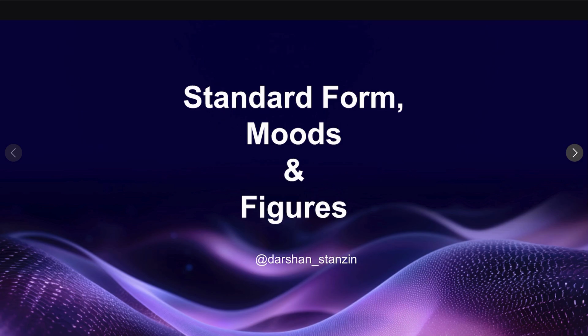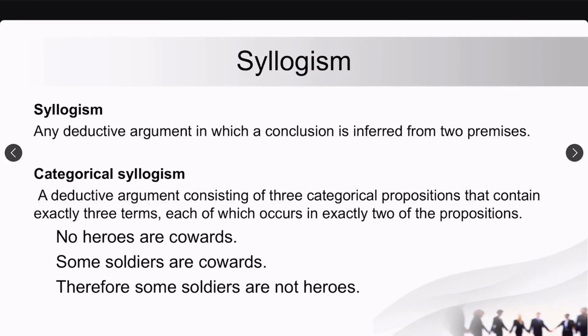Today in this video I will be discussing standard form, moods and figures. So let's first start with what syllogisms are. Syllogism is a deductive argument in which a conclusion is inferred from two premises. And categorical syllogism is a deductive argument consisting of three categorical propositions that contain exactly three terms, each of which occurs in exactly two of the propositions.